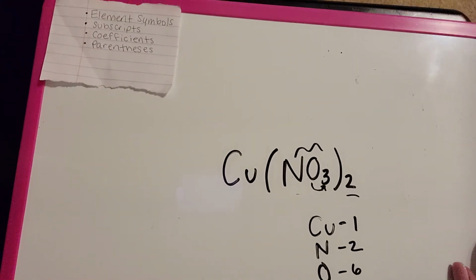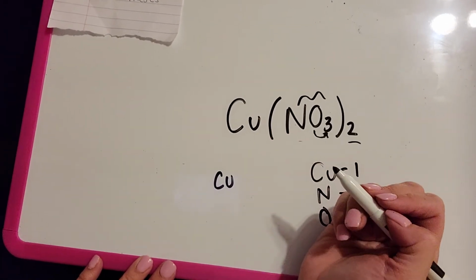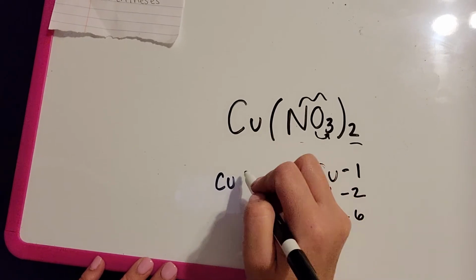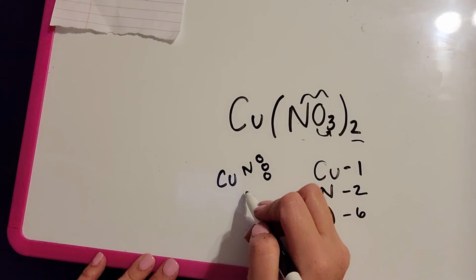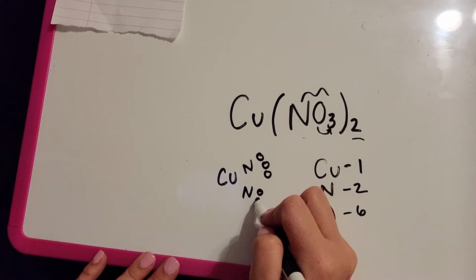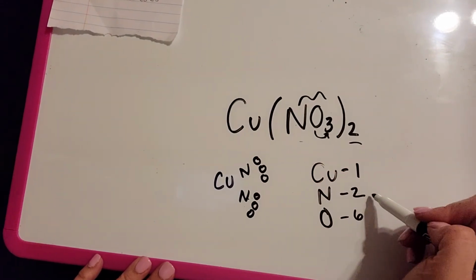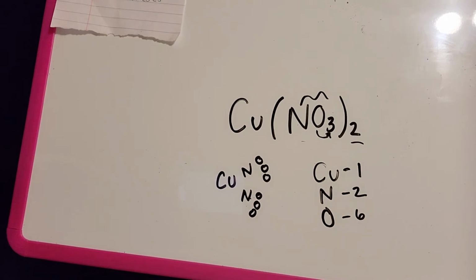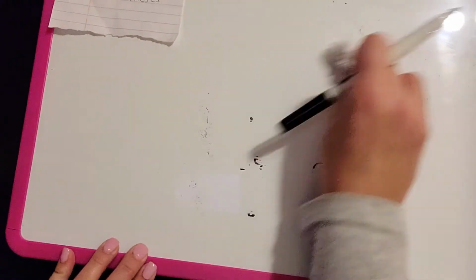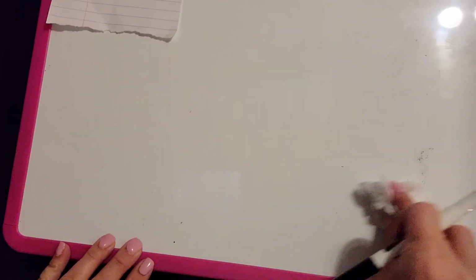Let's draw this out so it looks like it really is. That would mean there would be a copper and an N and 3 O's, and another N with 3 O's. So 1 copper, 2 N's, and 6 oxygens. Now, if you were to put a coefficient in front of the copper 2 nitrate, you would have to just multiply each thing by that coefficient.